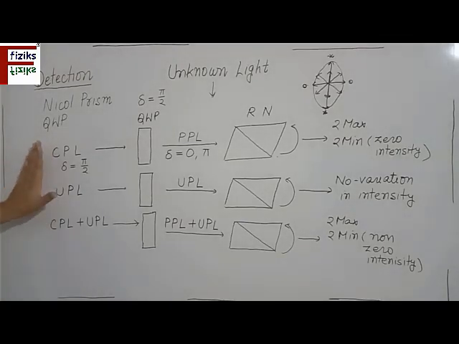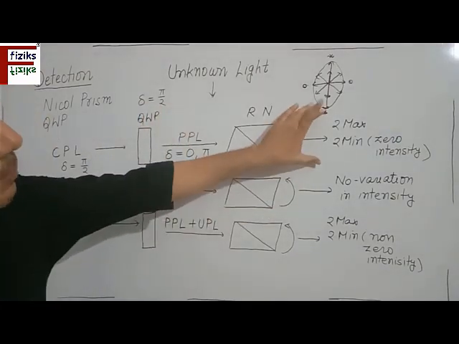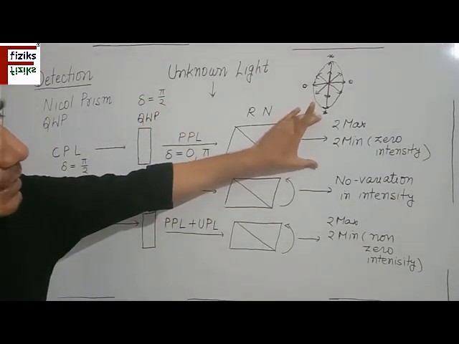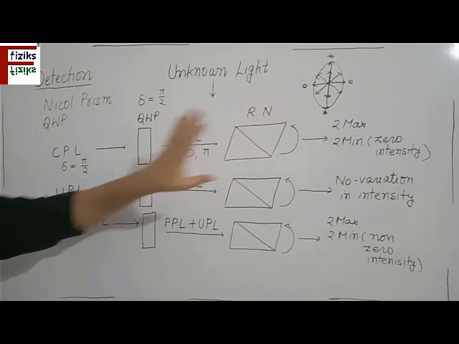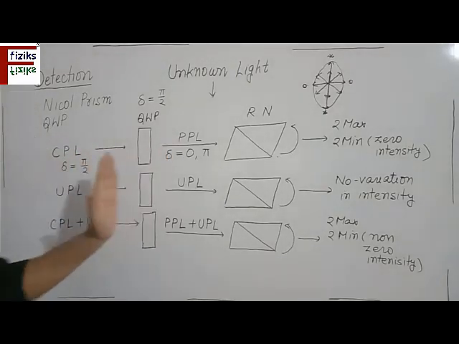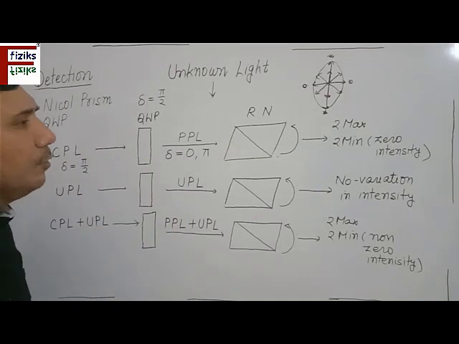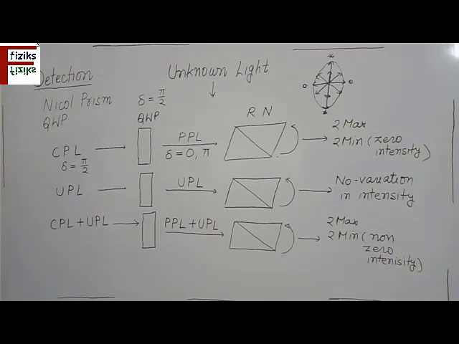So if this is an unknown light and we pass it through the quarter wave plate and then a rotating Nicol, and on the emergent side we get 2 maxima and 2 minima with zero intensity, then we will say that the given light is circularly polarized light. And if after passing through the quarter wave plate and Nicol prism combination we observe no variation in intensity on the other side of the Nicol prism, then we will say this is unpolarized light.